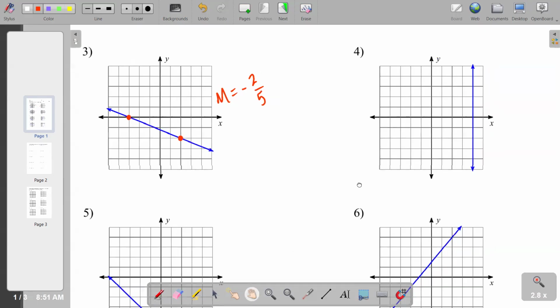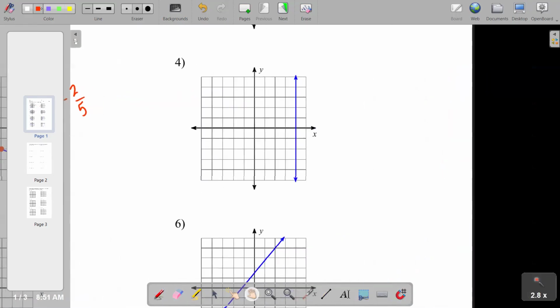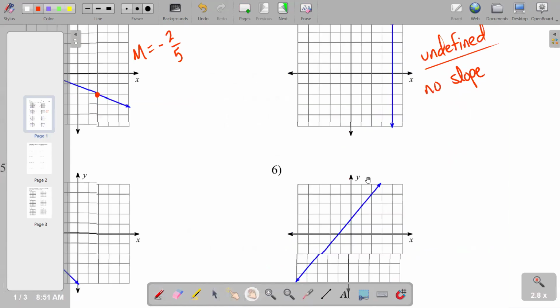All right, number four is kind of like number two. I don't need an explanation or math. I don't show work. What is the slope? It is undefined. And if that's an issue for you, remember that you can also just write no slope. Either one of those is satisfactory. Okay. Down we go to number five.